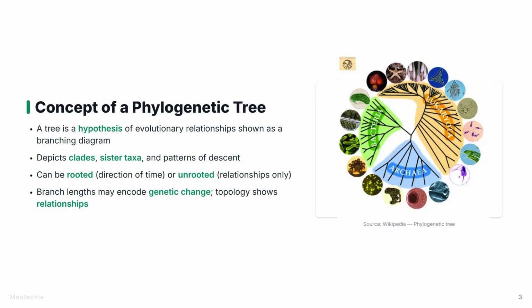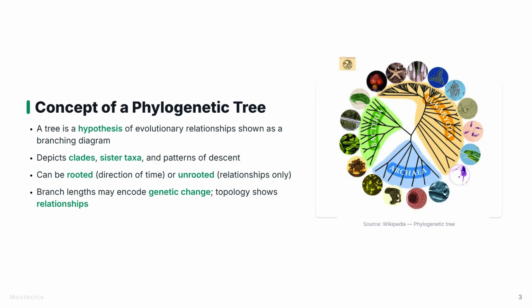A tree is a hypothesis of evolutionary relationships shown as a branching diagram. Think of it as a family tree for species, proposing how they are all connected through evolution. It depicts clades, sister taxa, and patterns of descent. A clade is a complete branch representing an ancestor and all its descendants, helping us group organisms meaningfully.